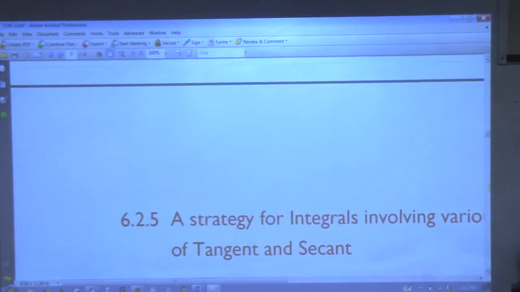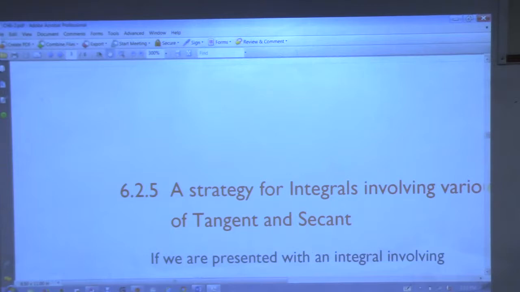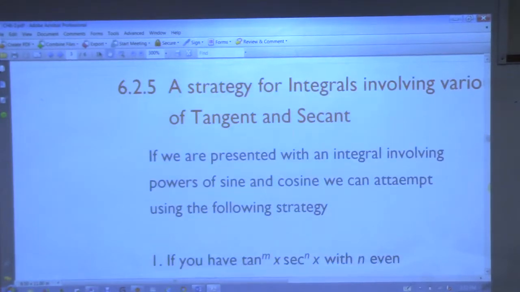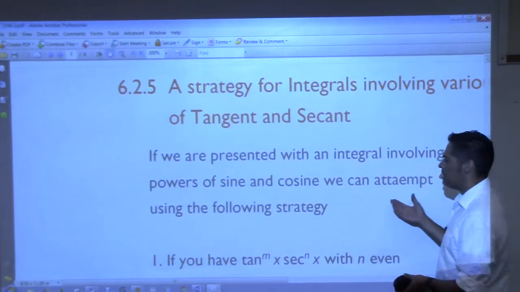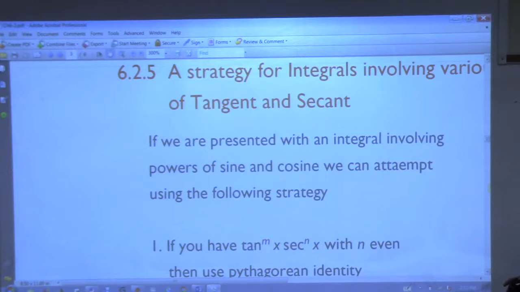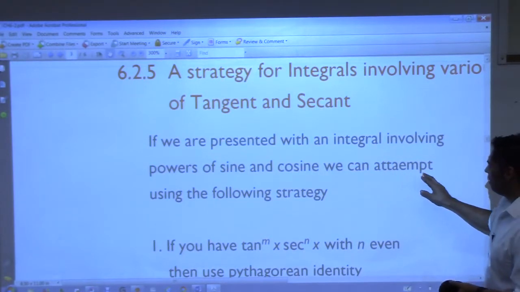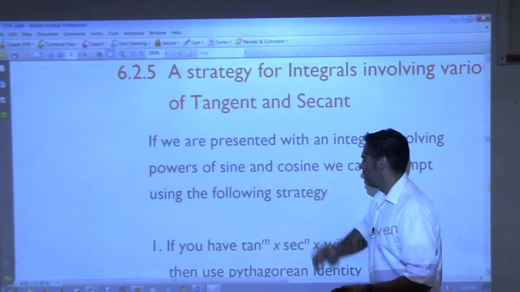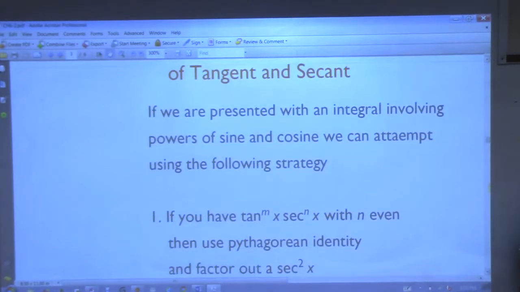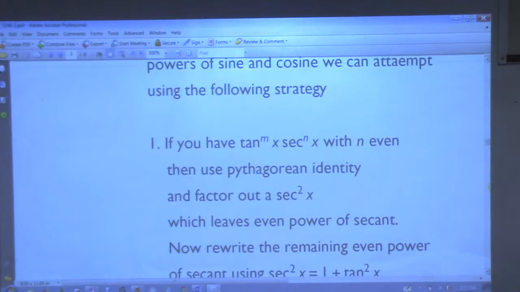So what's the strategy if we see secants and tangents? Maybe we'll read through this now that we have a little bit of an idea of what's going on here. If we are presented with an integral involving powers of sine and cosine, we can attempt... Oh, I never changed that. Yeah, that should be tangent and secant. Oops, that's copy and paste catching up with me right there.